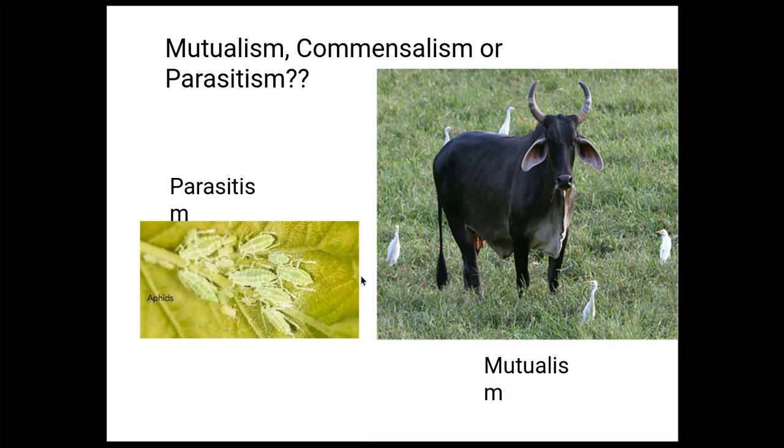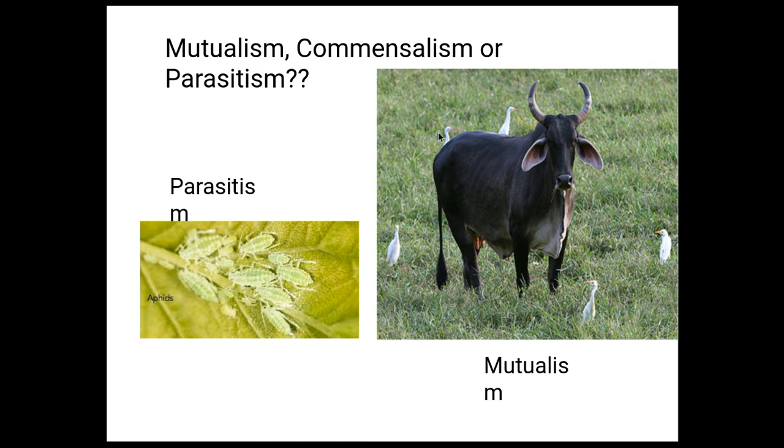Other examples here, we have aphids on a leaf. Now, aphids are an insect that sucks the fluids, the water, out of the leaf. So here it's harming the leaf. So the aphids are winning, but the leaf is losing. So it's a win-lose relationship. So it's a parasite, or parasitism.